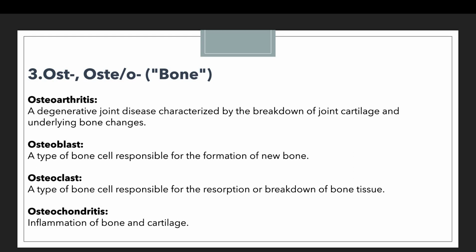Now, in the last example for this prefix, we have osteochondritis. What is osteochondritis? Inflammation of the bone and cartilage. Because of some medical conditions, if the bone and cartilage are inflamed, then we denote this with the terminology osteochondritis. Okay, so these are all the examples for the ost and osteo prefix. I hope it is clear.